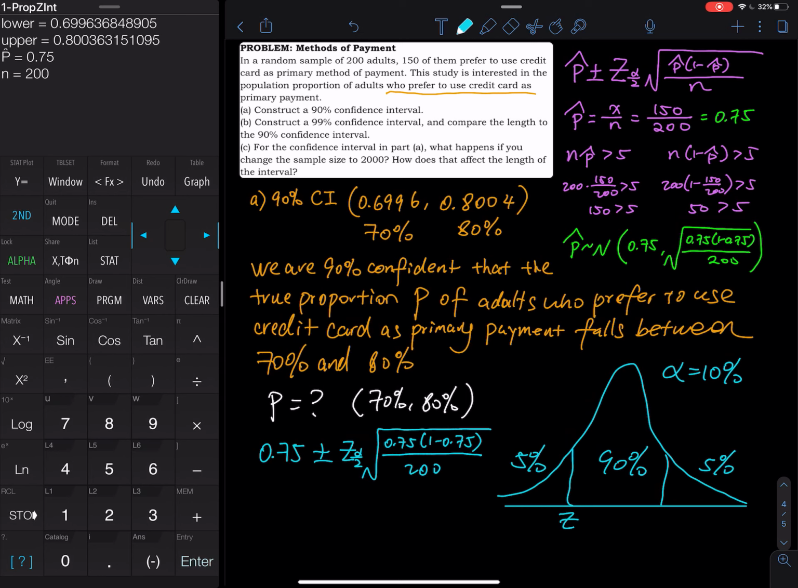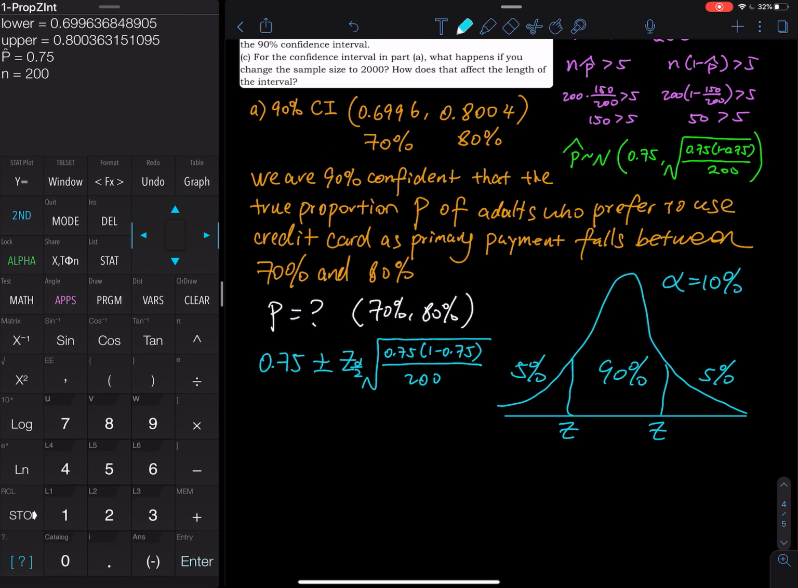So this is my z, and then this is my z. So what is the corresponding z value of the 5% area on the left? So the z is equal to inverse norm, not inverse t, inverse norm. So inverse norm, and then you have alpha divided by 2.